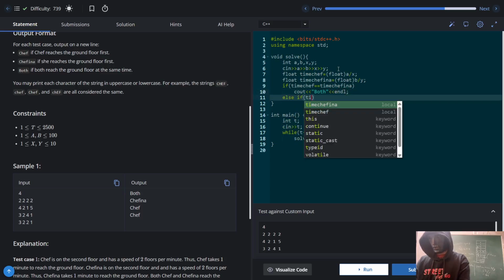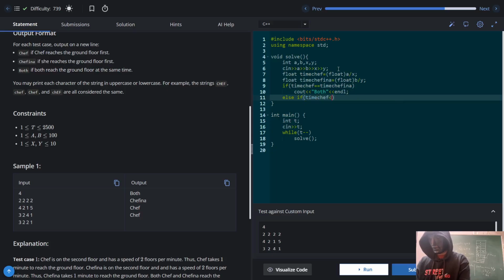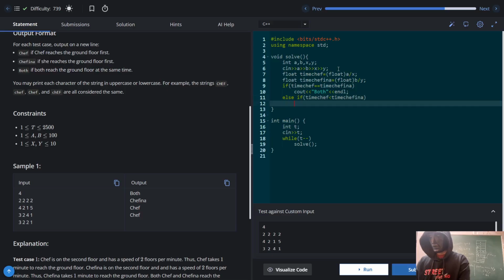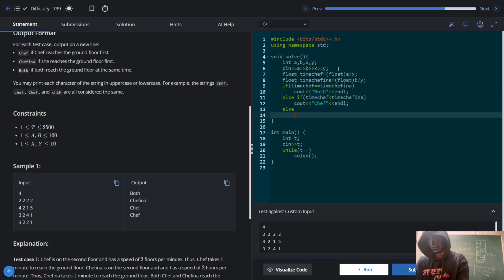Else if we check Chef's time and it is less than the time of Chefina, which means Chef is reaching first, then we'll output Chef. Else, obviously, if times are not equal and Chef's time is not lesser, then Chefina's time will be lesser. So in that case we'll output Chefina.